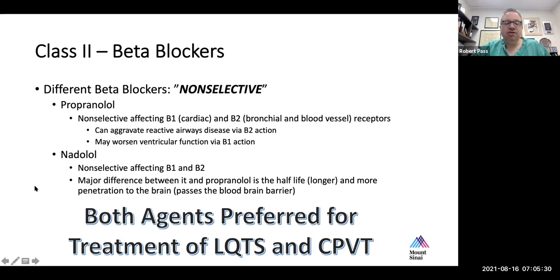Again, there are small studies that have shown efficacy with other beta blockers, but they're generally very small, and there are often conflicting reports of their efficacy depending on the study. So I would say, as a general rule, if at all possible, if treating long QT syndrome or CPVT, you want to really stick tight to propranolol or nadolol.